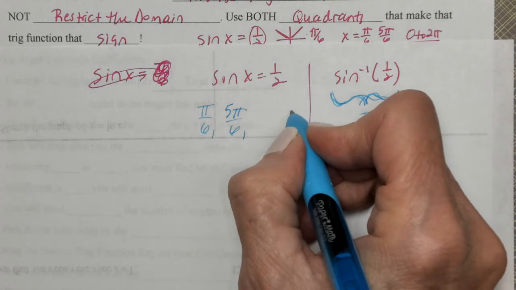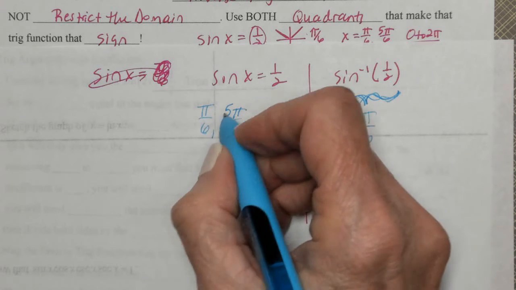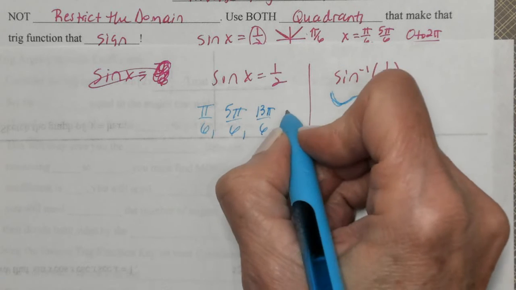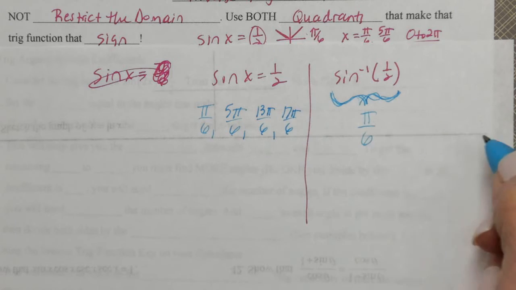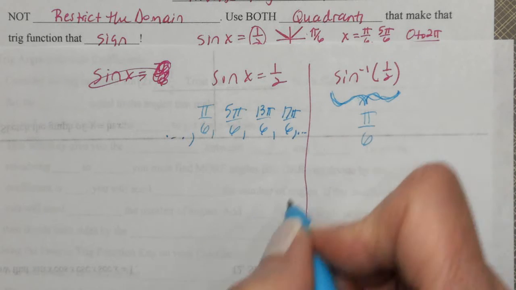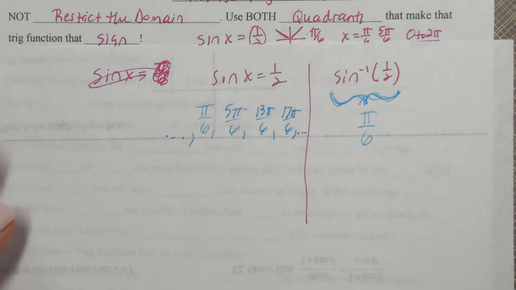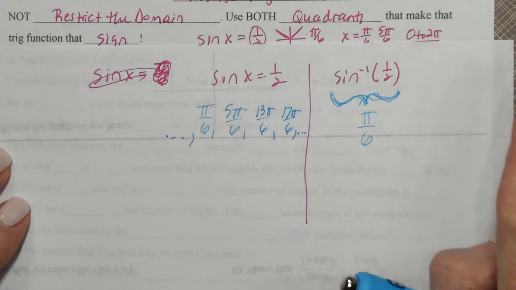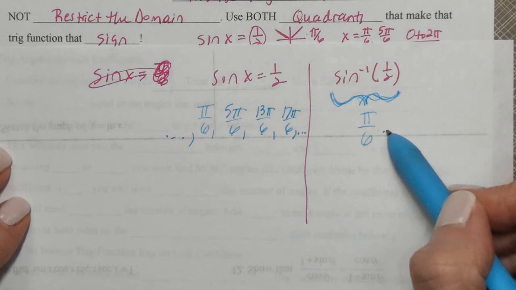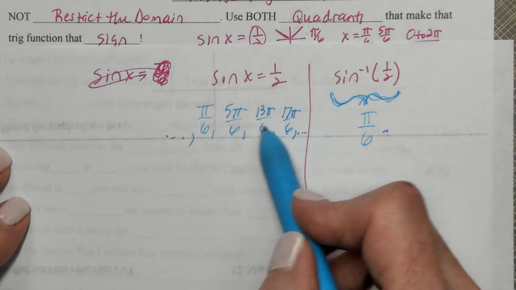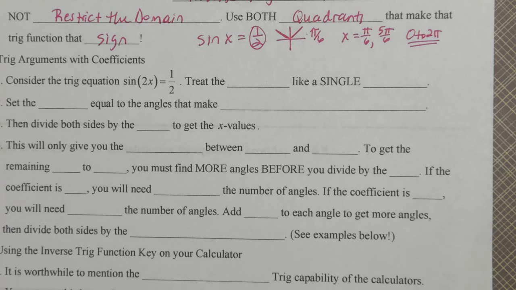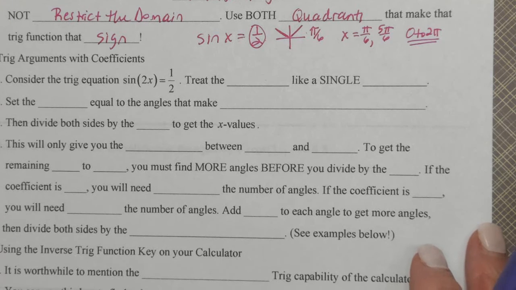And we could keep going. We could add 2 pi to this and get another angle. We could add 2 pi to this and get another angle. We could keep adding 2 pi. We could subtract 2 pi. So we get an infinite number of solutions to this. This, only one answer. From an inverse trig function, you only get one. From an equation, you get an infinite number. So keep that in mind. This is not inverse trig functions. Don't restrict the domains.